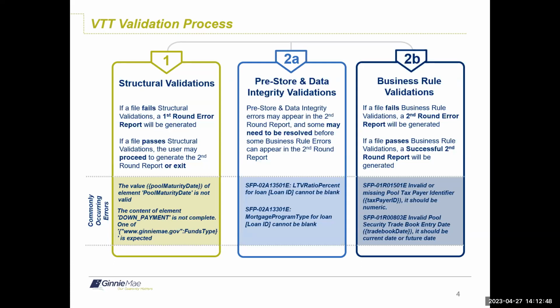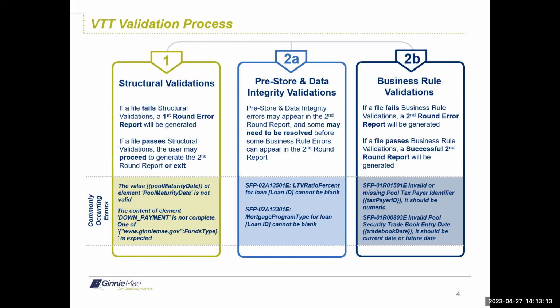You'll get a second round error report that's generated in a slightly different way, which again, we'll touch on the next slide. Or if your file passes all of them, you'll get a successful message letting you know that it was successful. And so some commonly occurring errors here are invalid or missing pool taxpayer identifier, should be numeric, or invalid security trade book entry date, should be a current or future date.